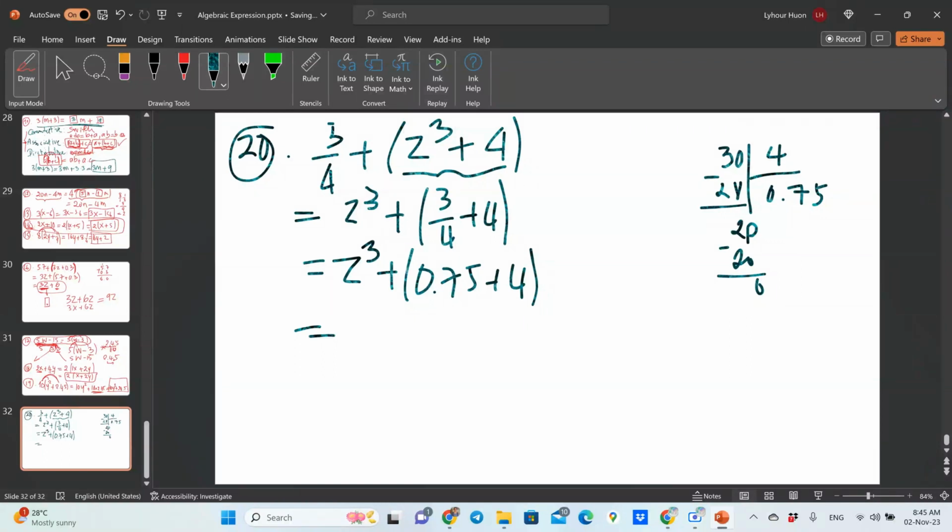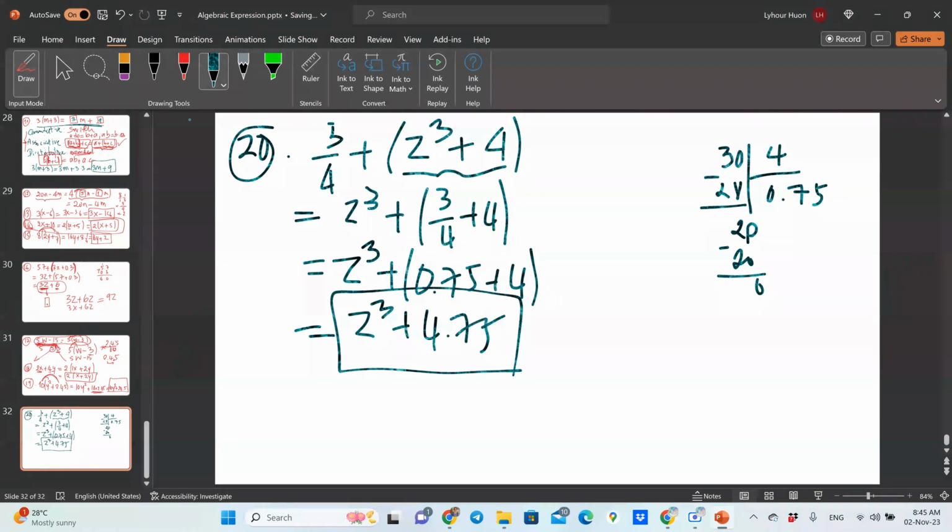0.75 plus 4 equals 4.75. Yes, 4.75. So we can't calculate anymore. Okay, let's try further.